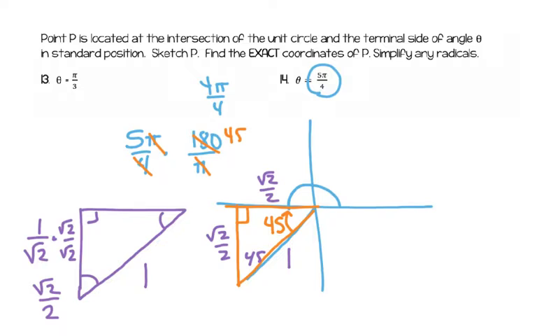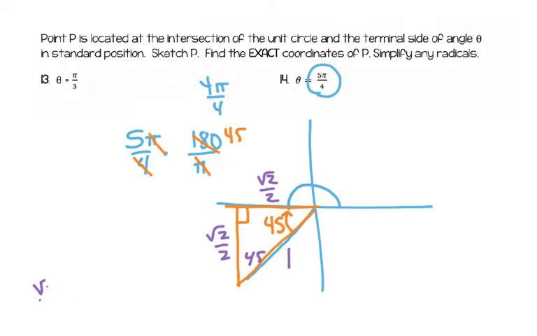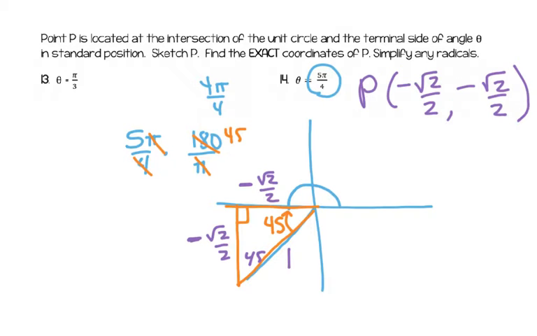Now remember what I just said about knowing what quadrant you're in? In this quadrant, we're in quadrant 3, your x is going to be negative and your y is going to be negative. So when you write p, you're going to have to write negative square root 2 over 2 and negative square root 2 over 2. So just make sure you know the quadrant. Remember that your reference angle is the important angle there.